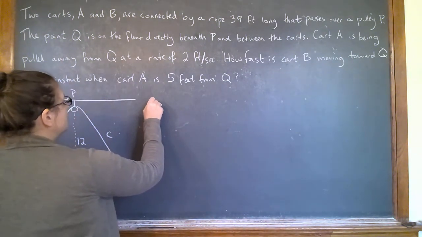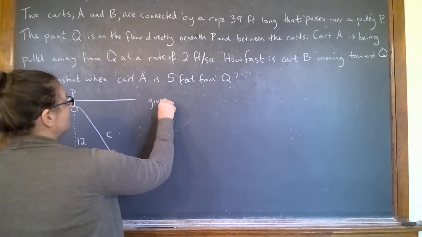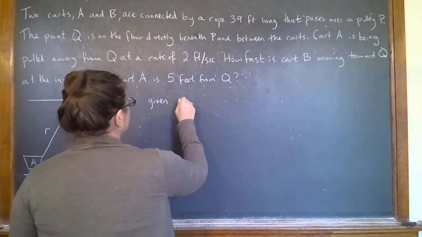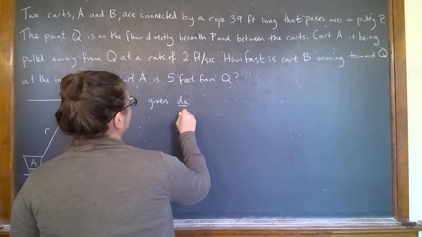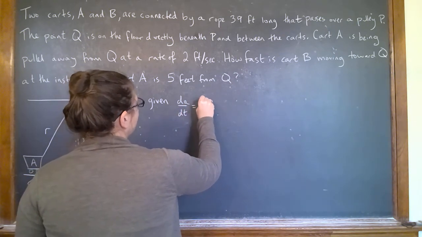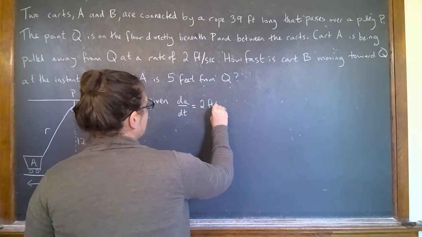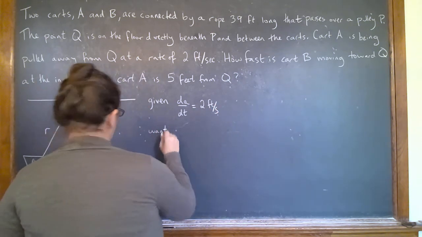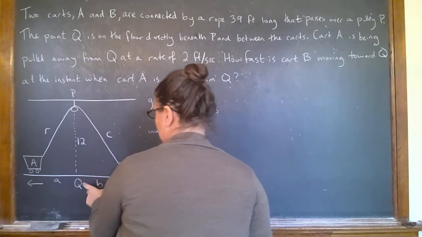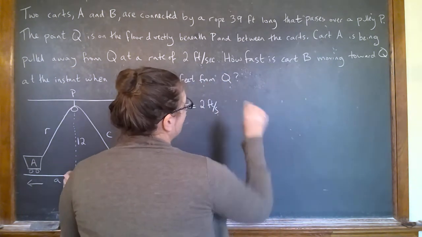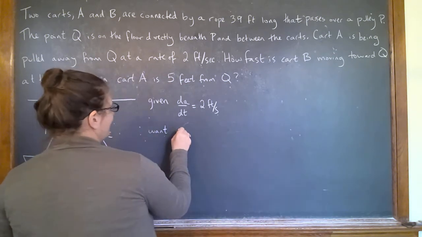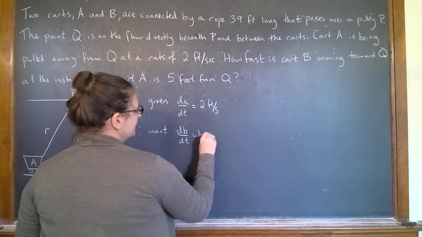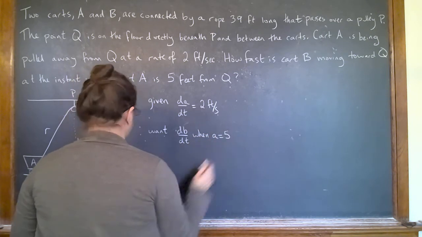We're given that cart A is being pulled away at a rate of 2 feet, so dA/dt is 2 feet per second. And they want the rate that B is changing, the rate that cart B is moving towards Q. So that would be dB/dt when little a is 5.